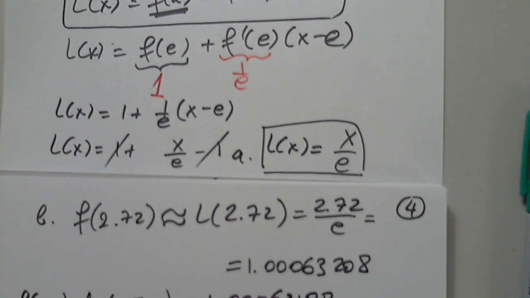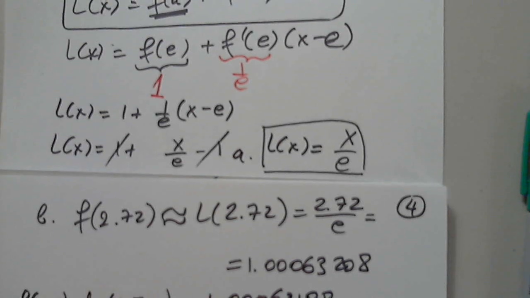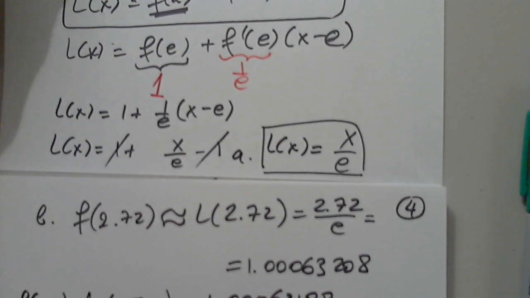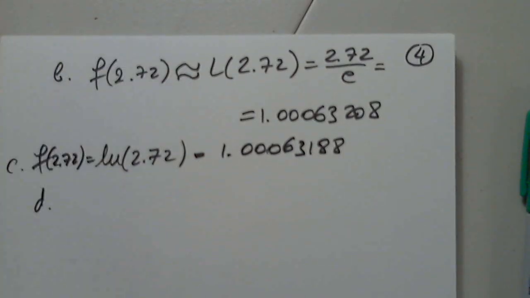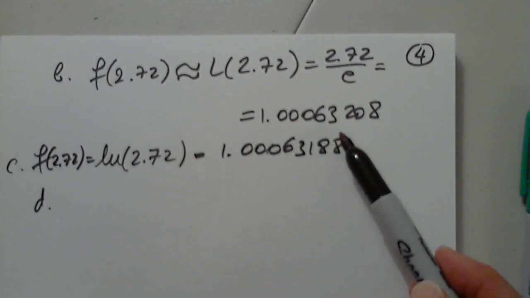So back to the book. Where's my book? So find the linearization. We did. Use the linearization to approximate. We did. Find natural log of 2.72. We did. What is the difference between the approximation and the actual value of 2.72? Minor. So this was part C, and here's part D. And part D, which one is bigger?